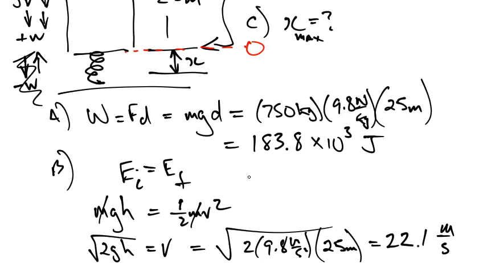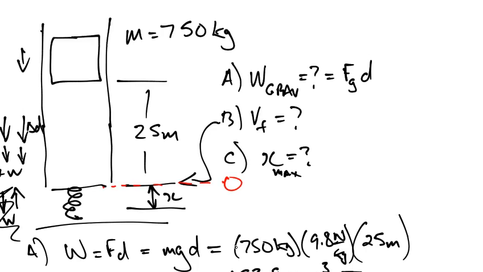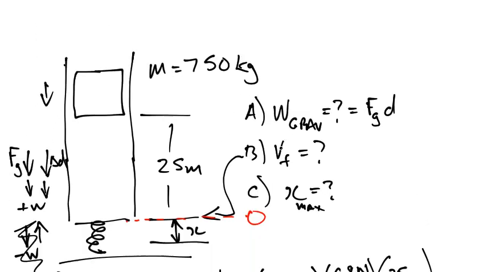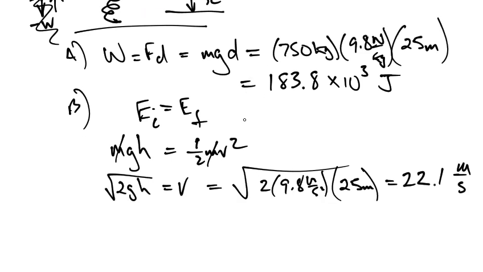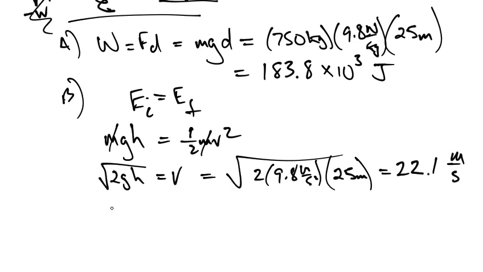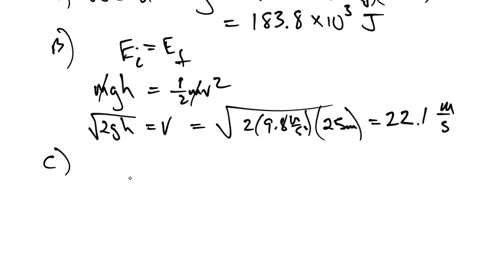So let's take a look. Part 3 says, find the distance that it gets squished. Okay, now in order to do this, what we have to do is say to ourselves, let's draw this picture again. Let's draw it in the compressed state.